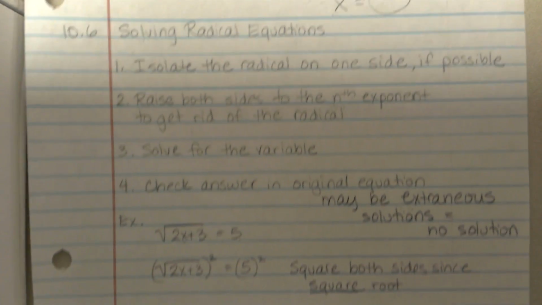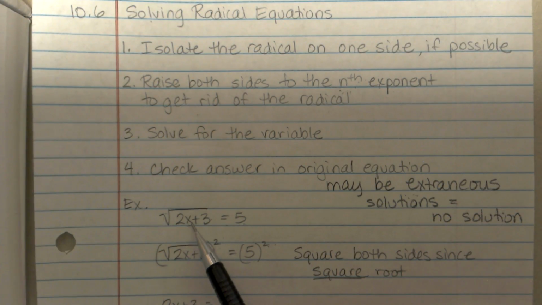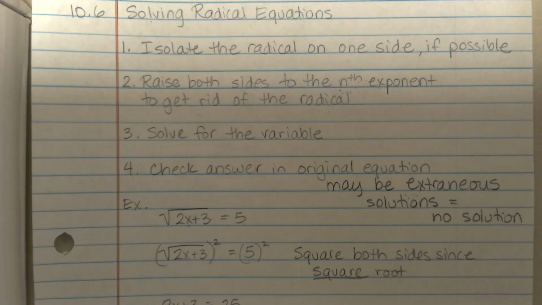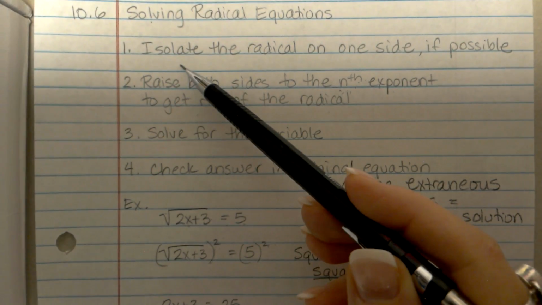And the problem with these equations is that x is stuck under the radical somewhere. So trying to isolate x, you can't just add something or subtract something or divide something. You have to actually do more to get the x isolated. All right, so let's look at the steps. So the steps are to isolate the radical on one side if you can.